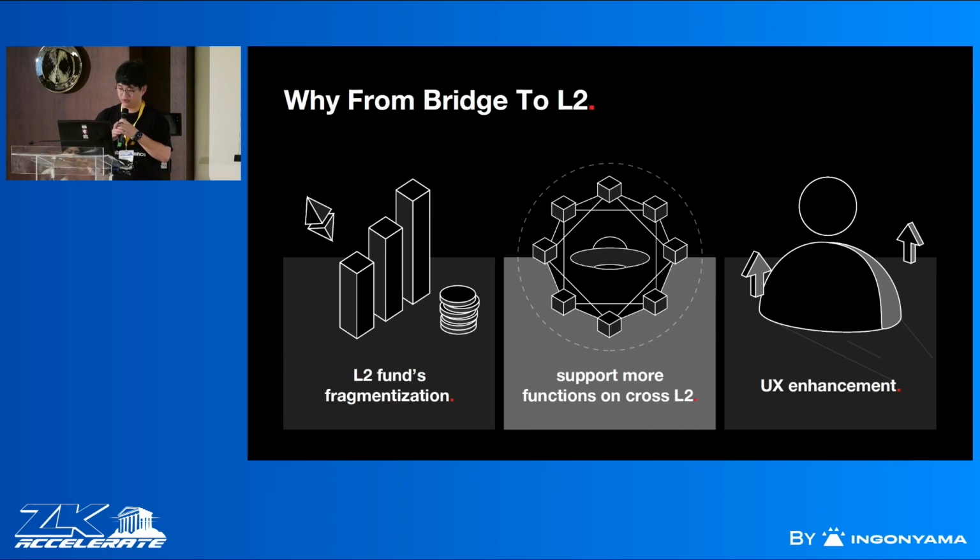If you want to start a cross-rollup transaction, you need to switch the network RPC in your MetaMask wallet.